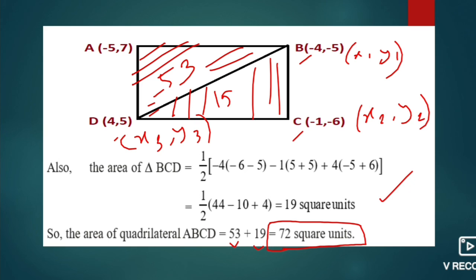So you will write the coordinates as x1 y1, x2 y2 and x3 y3, and you will put the values in the area of triangle formula. If the value becomes 0, then the points will be collinear. If it is not becoming 0, then it will form a triangle.